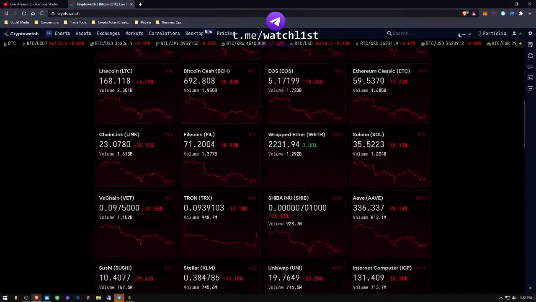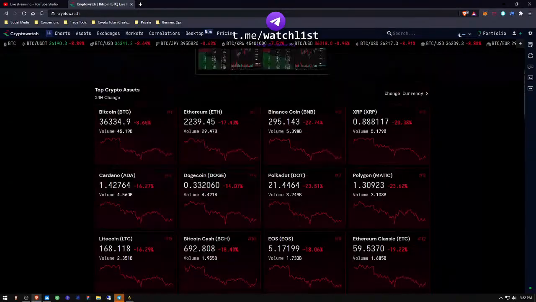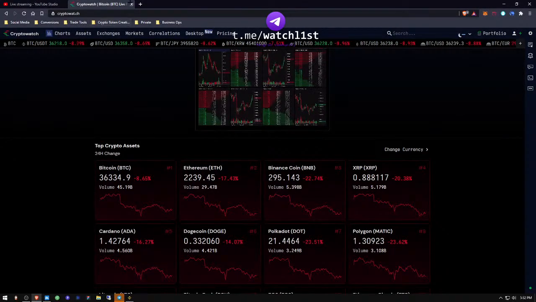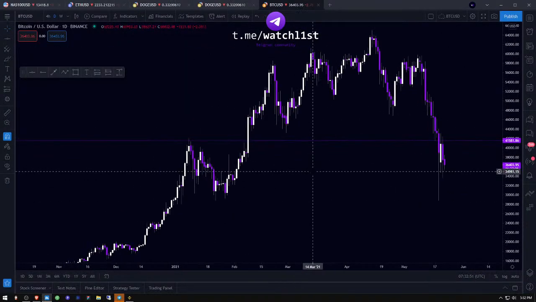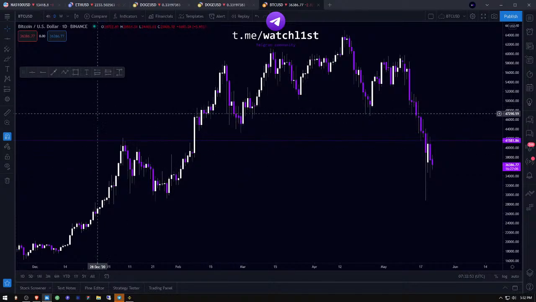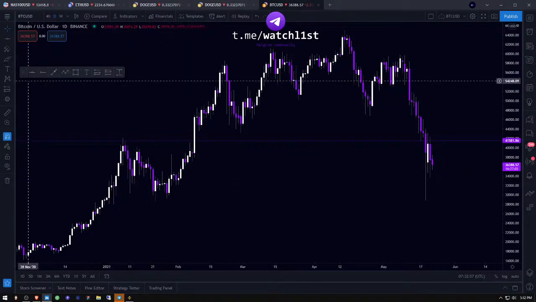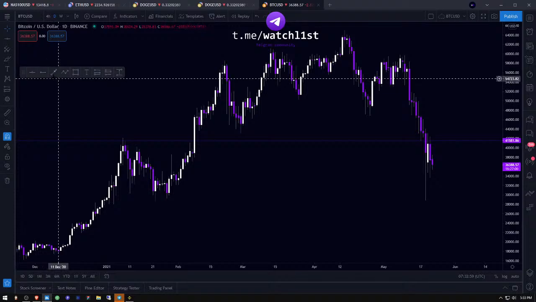And that's a lot of red, isn't it? That's just disgusting. But we're not here to look at green and red. We're here to look at white and purple. So these are the only tools I use to analyze charts. I don't use any Fibonacci tools. I don't use any indicators. I'm purely based off price action.